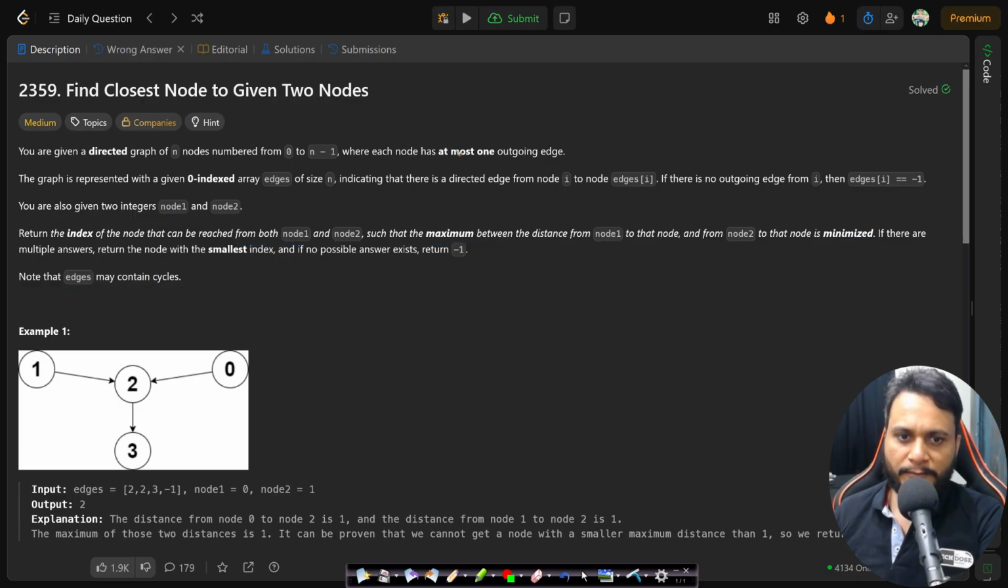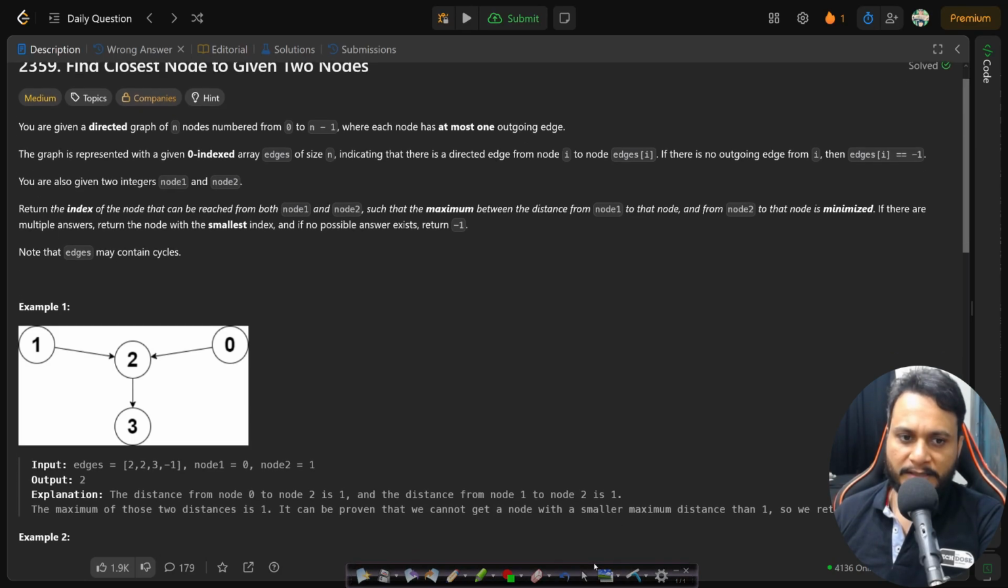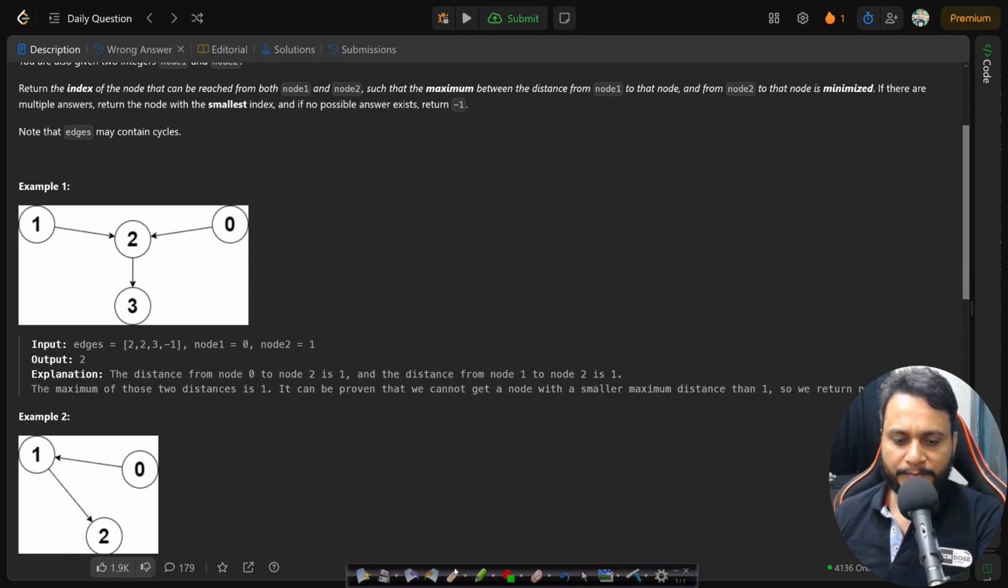So in this case, the first point to note is each node has an out degree of maximum 1, so it can be 0 or 1. If your directed graph has a maximum out degree of 1, then you can represent the entire adjacency list using a single dimensional array, right? They have also mentioned that this single dimensional array is already given in the form of edges. So you don't need to make the adjacency list. It is already given in the problem.